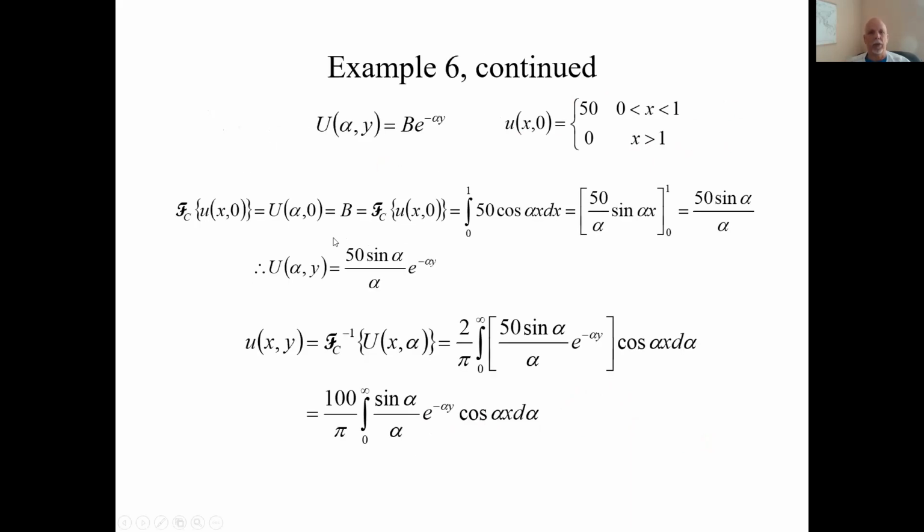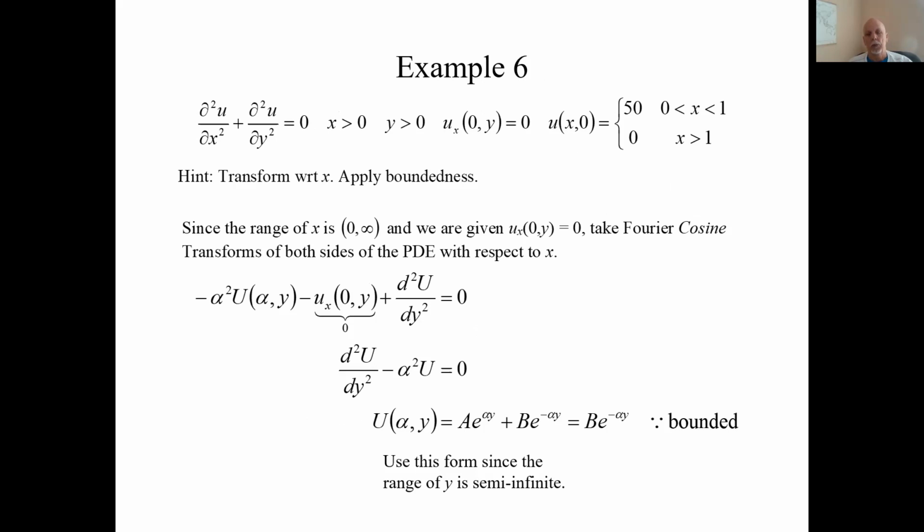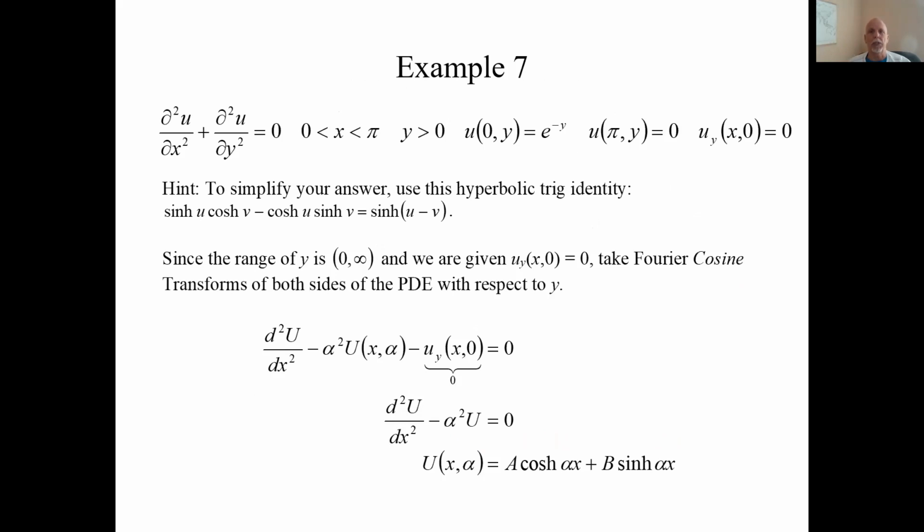I'm not going to go through all that. I've already done the twists. There were two twists, or one: it was a little bit subtle which transform to use on which variable. The other twist was that I use either the hyperbolic form or the exponential form like here, and then apply boundedness. That's sort of the third twist. Let's do another example.